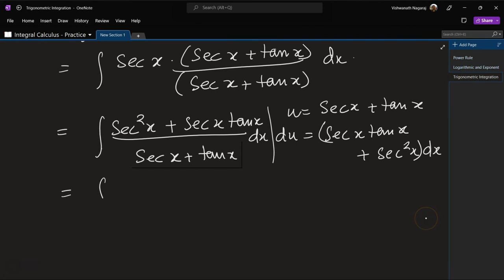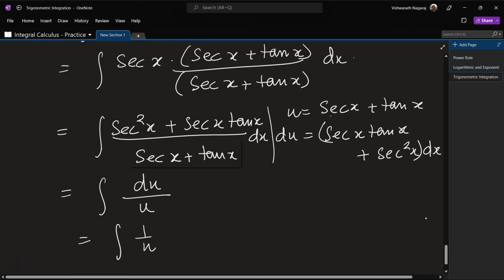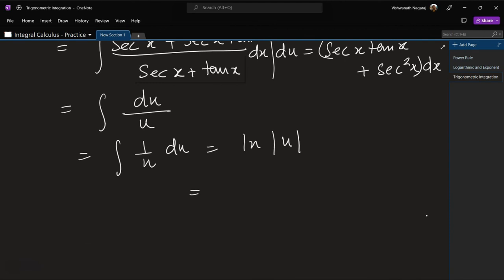Okay, so what is the numerator? Sec square x plus sec x tan x. That is du with the dx. So we can write the numerator as du, and the denominator sec x plus tan x is u. So this is nothing but 1 by u du, and we know that this is natural log of absolute value of u. So which means we can now do the substitution with u. That is nothing but sec x plus tan x plus c. So this is the integral of sec x.